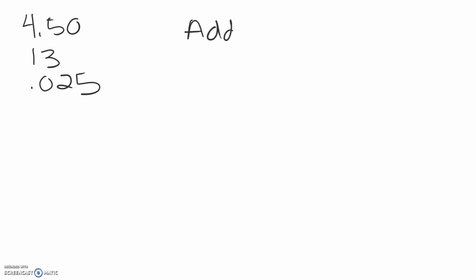Here's an example of working out a problem that uses decimals to find an average. So let's say I have three numbers and they all have a decimal point in them. Our first step is to add all the numbers, and remember when we add decimals, we line up the decimals. So that's going to be my first step.